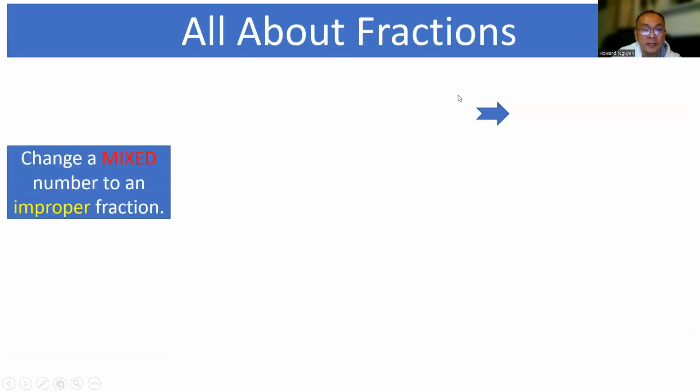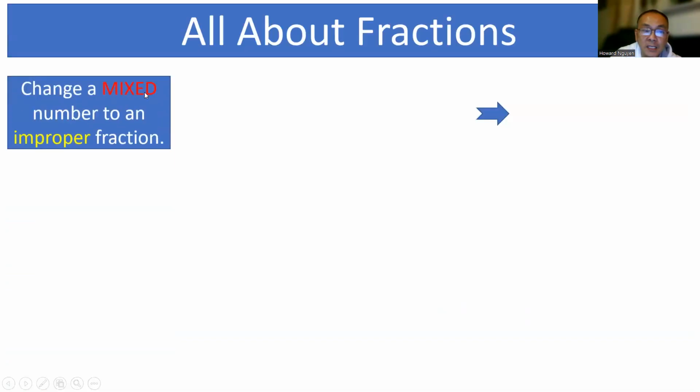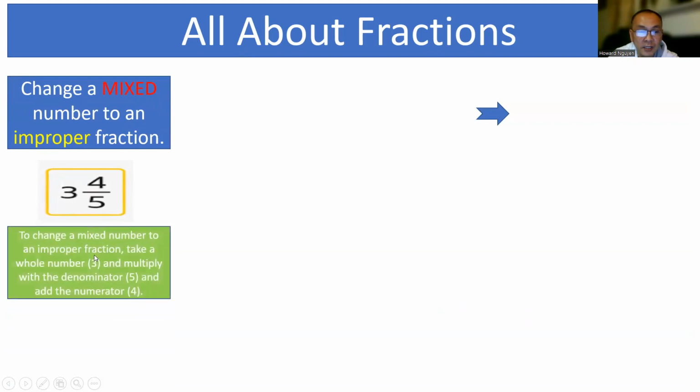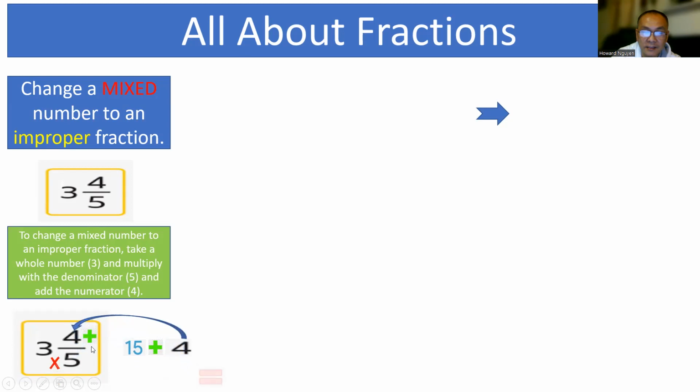Okay, so now we learn how to change a mixed number to an improper fraction. So you have 3 4/5. To do this, you're going to take 3 times 5 plus 4. See? 3 times 5 plus 4. So 3 times 5 is 15. 15 plus 4 is 19. So 19/5. This 5 doesn't change. So that's how you change a mixed number to an improper fraction.